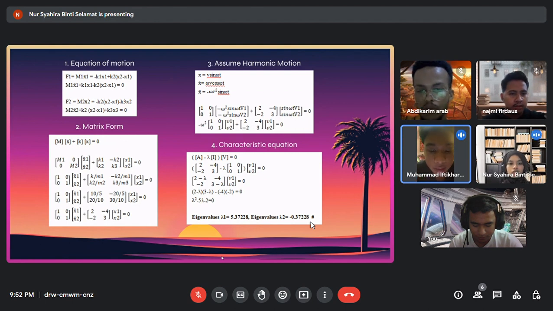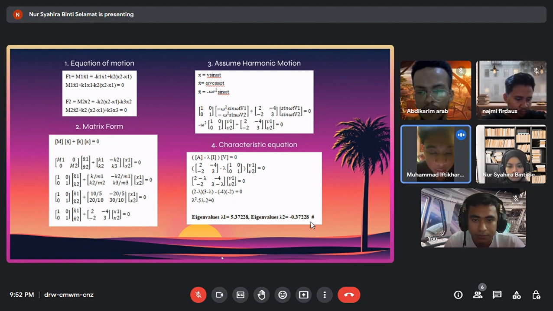Okay, so after that we assume the harmonic motion. So we got X equal to V sine omega t, X single dot equal to omega V cos omega t, and X double dot we got negative omega square V sine omega t. So after that we do the characteristic equation and we use the formula matrix A minus lambda matrix I times matrix V equal to 0.